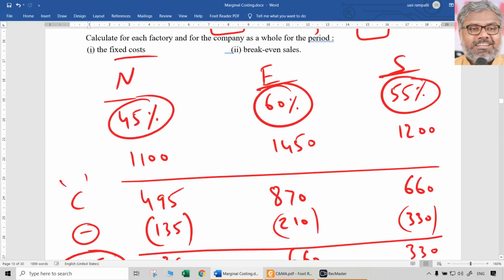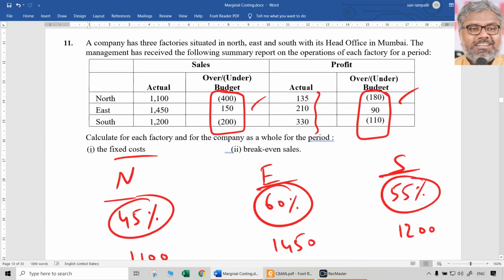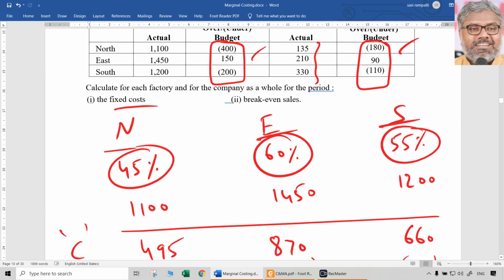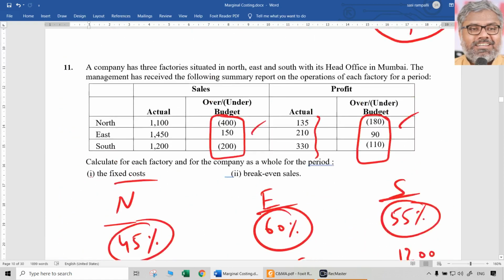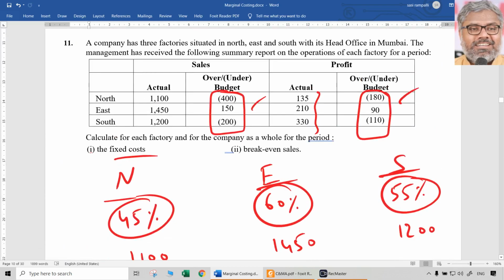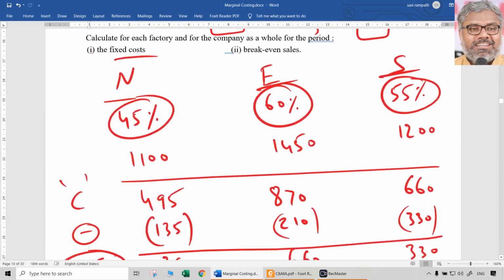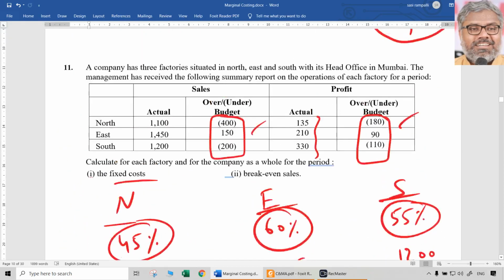So that is the question for different regions. It is not about products and all. Different regions are there. Since PV ratio is not there, we have to get the idea of finding out change in profit divided by change in sales, which will give us PV ratio. And once you have PV ratio, you can find out fixed cost by taking contribution: sales into PV ratio will be contribution. From that, if you deduct profit, you get fixed cost. That divided by PV ratio is break-even point. For individual factory, we can find out easily. And total can also be added so that we get the entire company data as a whole. That was question number 11.